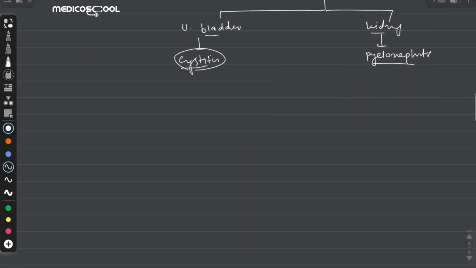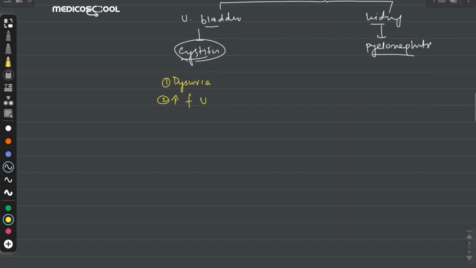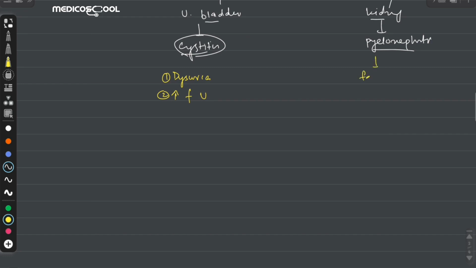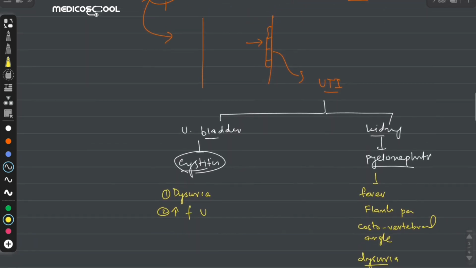Now this cystitis can be characterized by symptoms like dysuria, pain during urination, and increased frequency of urination. And pyelonephritis can be characterized by symptoms like fever, pain, costovertebral angle tenderness, and also dysuria. So these are some signs and symptoms of cystitis and pyelonephritis caused by the uropathic strain of Escherichia coli.